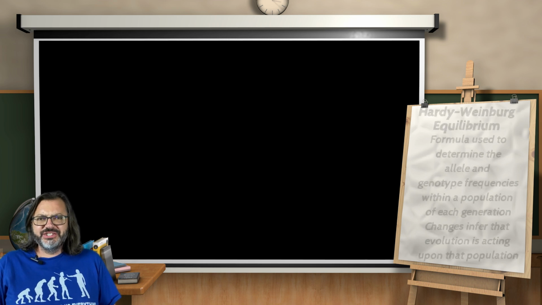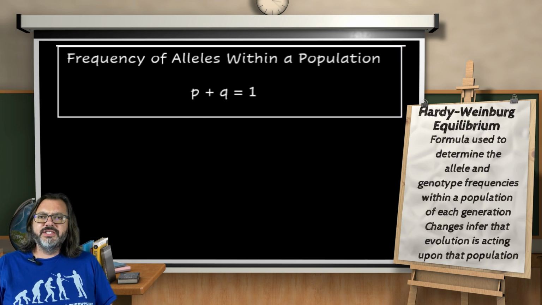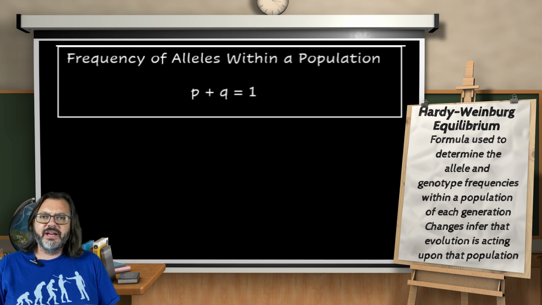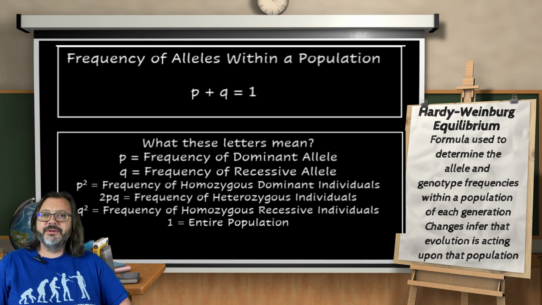Biologists employ genetics to populations using a formula made by mathematician Godfrey Hardy and physician Wilhelm Weinberg, called the Hardy-Weinberg equilibrium, which in its simplest form is broken down into two formulas. The purpose of the first formula is to look at the frequency of dominant and recessive alleles in a population. So P refers to the frequency of dominant alleles in a population, and Q is the frequency of recessive alleles in a population, and 1 just simply refers to a whole population.